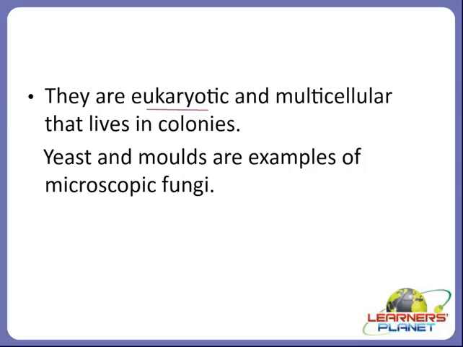What do you mean by eukaryotic? Eu means true, karyo means nucleus. So the organisms which are having a true developed nucleus are called eukaryotic. So you can quote fungi as an example of such eukaryotic organisms.